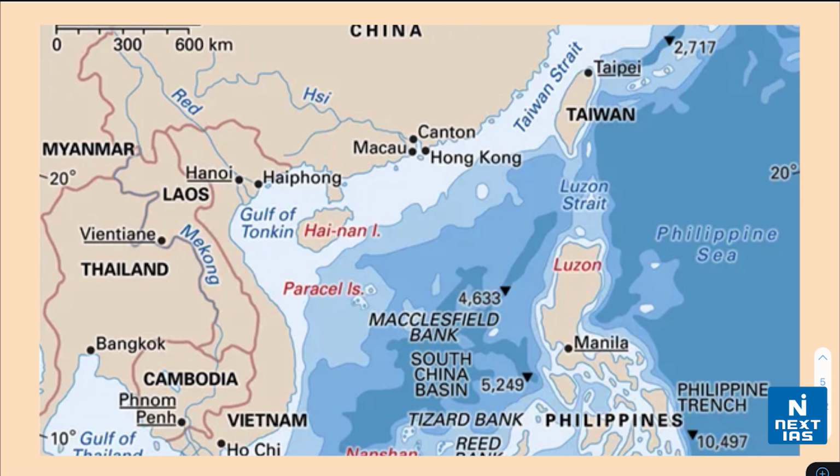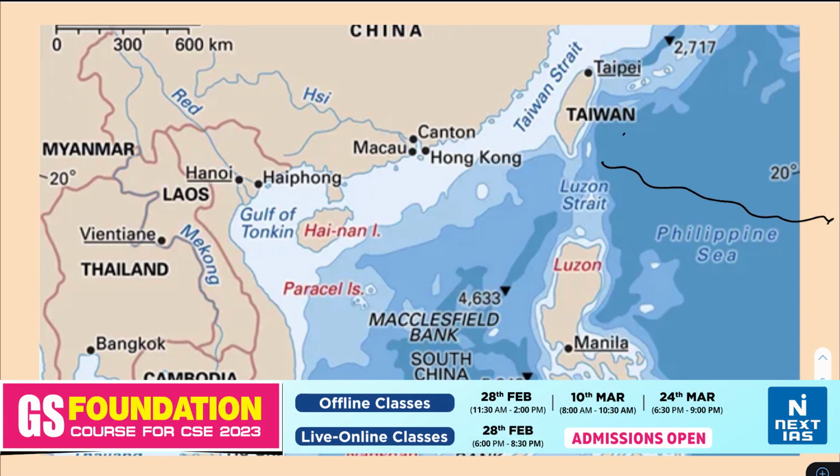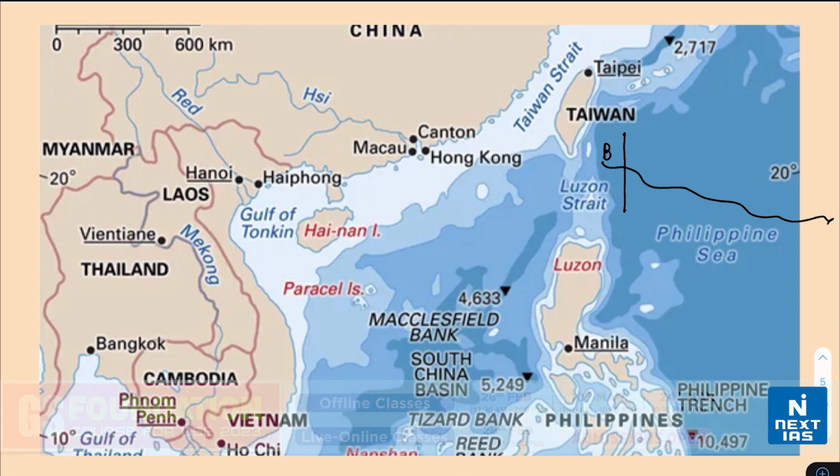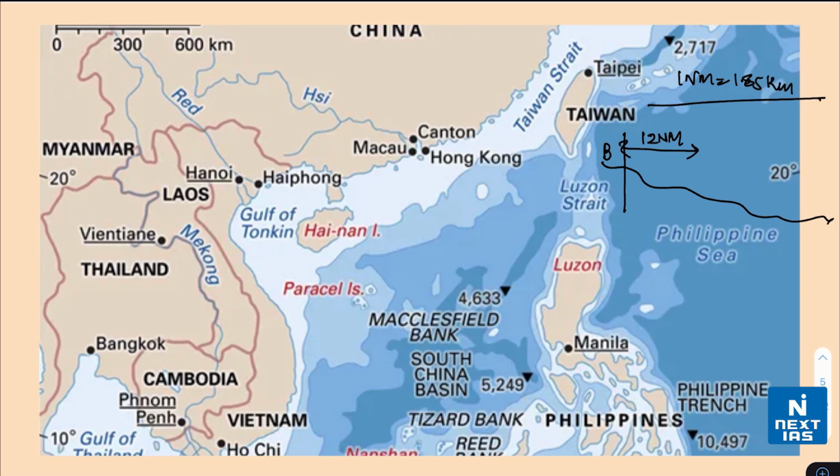So if you consider this to be the baseline of a country, let's consider this to be the baseline of a country. Now baseline is decided on the basis of where the low tide water touches the surface. First 12 nautical miles from the baseline of the country is termed as territorial waters. 1 nautical mile is equals to 1.85 kilometers. First 12 nautical miles is termed as territorial waters. Territorial waters means country has exclusive rights over this water, as in considering it to be their own territory.